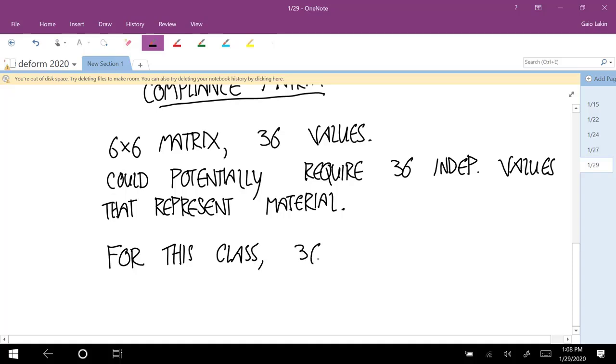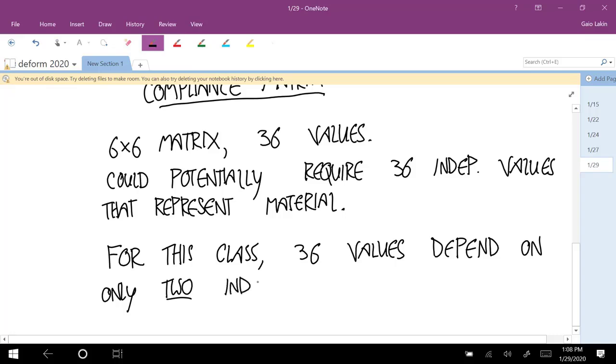For our materials in this class, the 36 values depend on only two independent parameters. And those two parameters are really easy to measure. This is a big deal. And it's not true for every material.